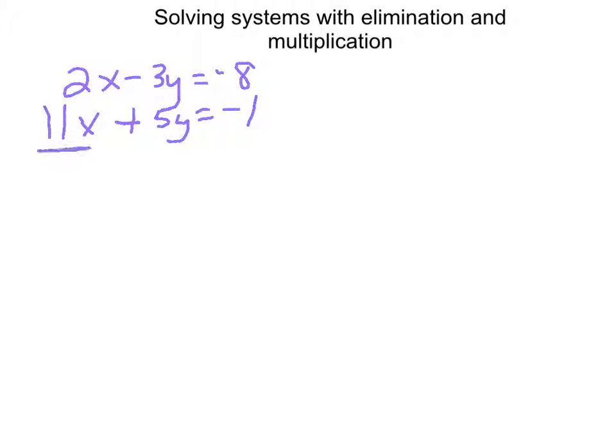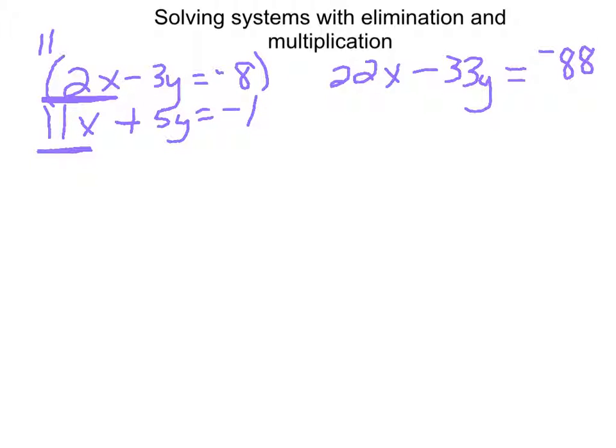And what I'm going to try to do is make it so that both of these have 22's in front. So if I look at the top equation, what do I have to multiply 2x by to make it 22? I have to multiply by 11. Now to do that legally in algebra, I can't just multiply the 2x by 11. I have to multiply every single term in that equation by 11. That will keep it legal. So let's do that. 11 times 2x gives us 22x, minus 3y times 11 is 33y, equals, don't forget that negative 8 times 11. Got to do it.